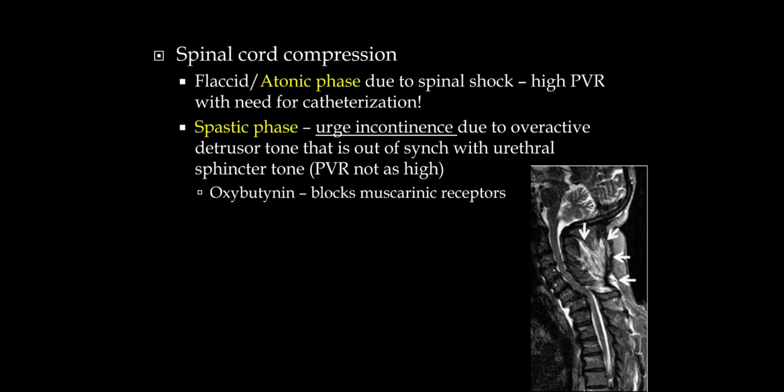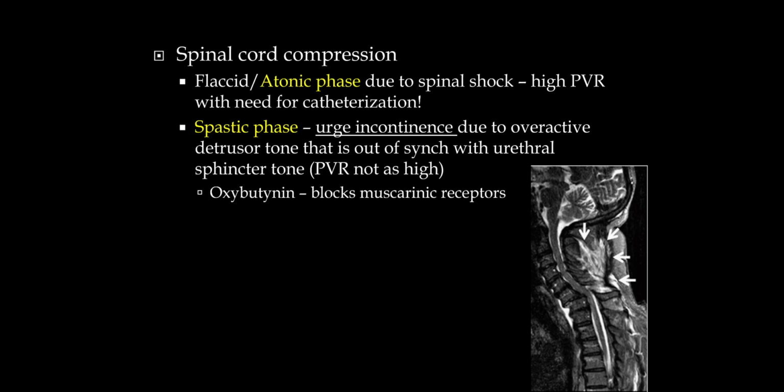Now, cord compression does two very different things with the bladder, and it's very important to be aware of the acute phase. So if we have an acute spinal cord trauma with cord compression, then we get spinal shock, and this results in a flaccid bladder. The detrusor muscle can't contract at all, but yet the urethral sphincter is still contracted. It's sort of out of sync.